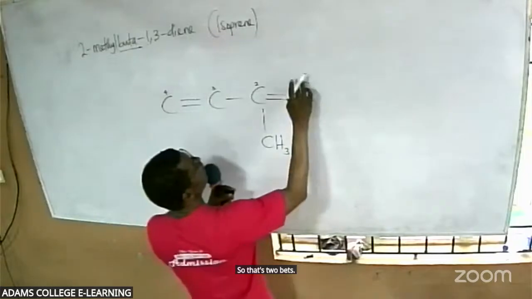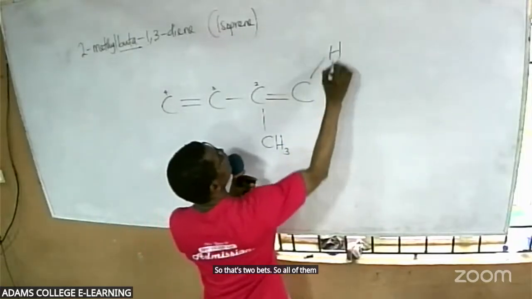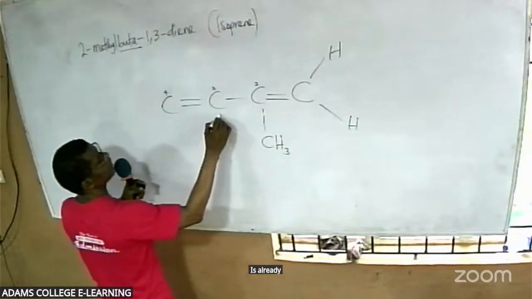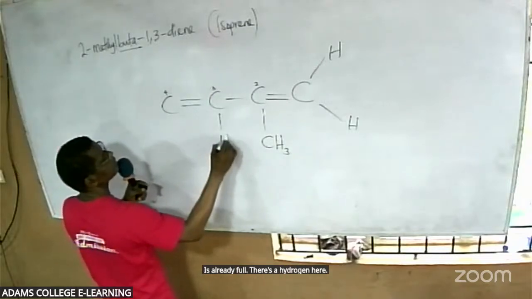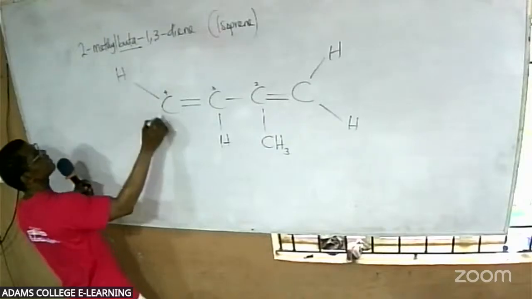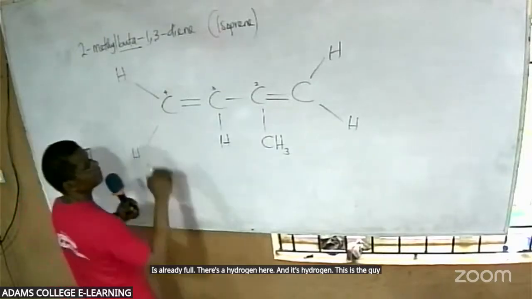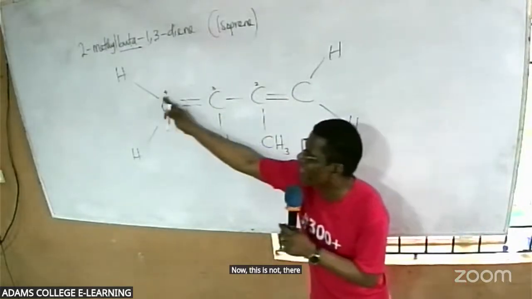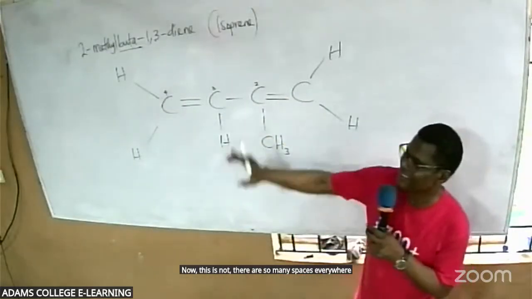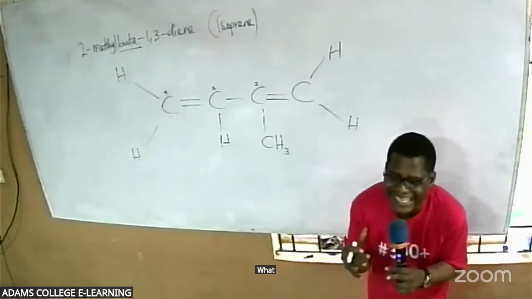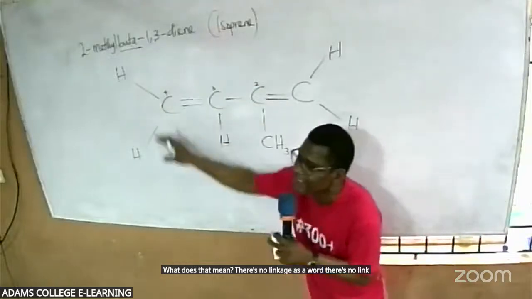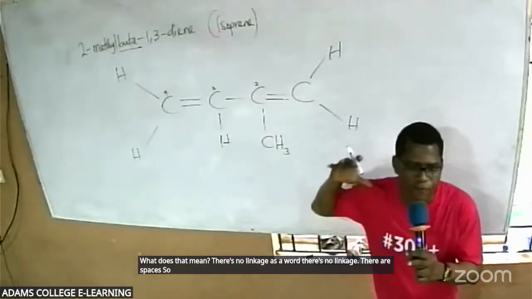So all of them now, this hydrogen. This is already 4. Maybe hydrogen here, then this hydrogen. This is the isoprene. Now, there are so many spaces everywhere. What does that mean? There's no linkage. There are spaces. So what do we do? We now vulcanize.